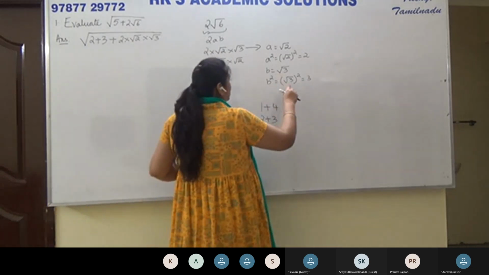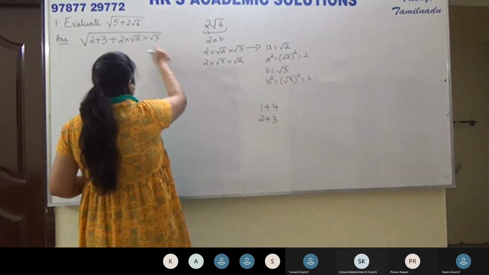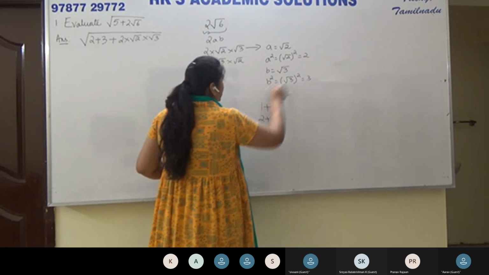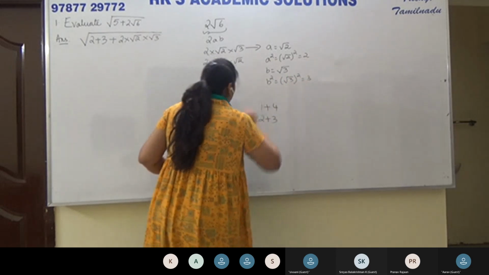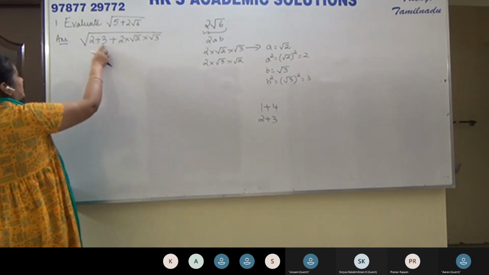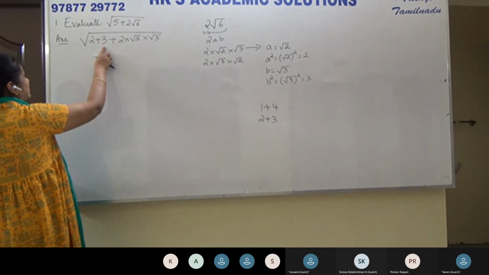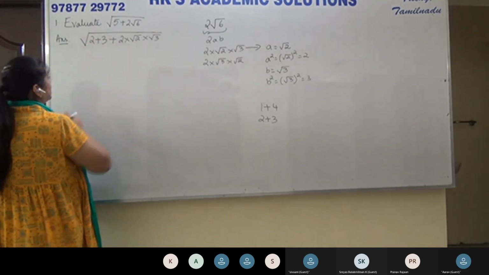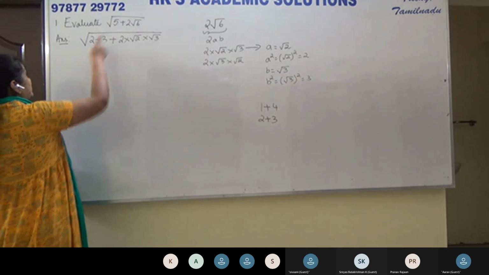Then what should be a square and b square? If this is 2ab, then what should be a square and b square? A square should be 2 and b square should be 3. So we have 5 here, so we write 5 as 2 plus 3. We're not changing the value of the given expression. We're just writing 5 as 2 plus 3.